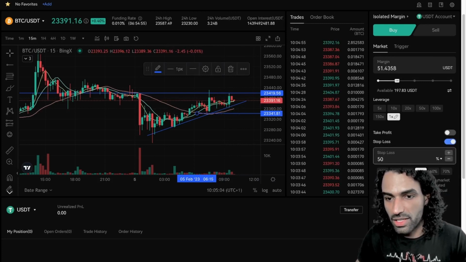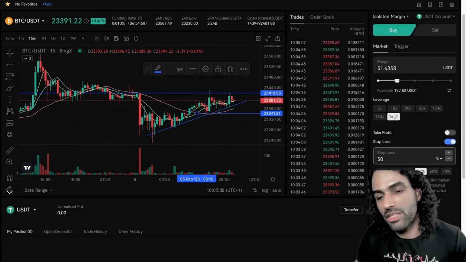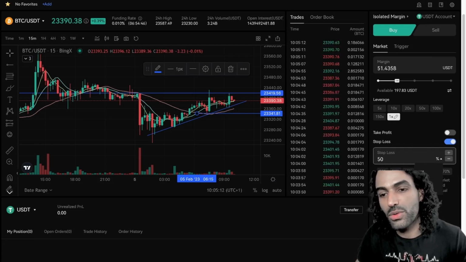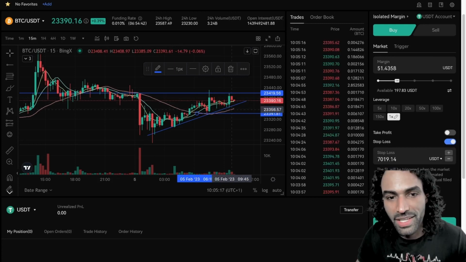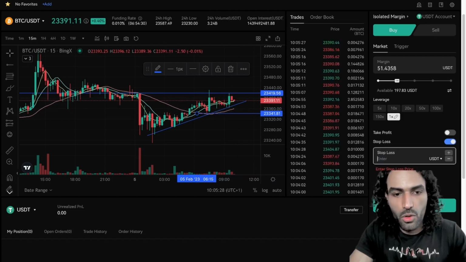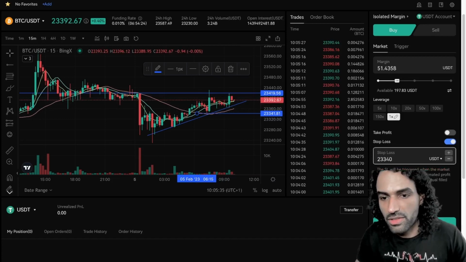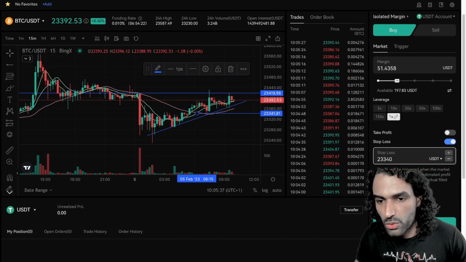For stop loss, you can make it a percentage, how much you're willing to lose, 20%, 10%, 5%, or use USDT. The way you use USDT is better because you can put the exact price. For this trade, we could put the stop loss for Bitcoin around 23,340. Okay, this is the stop loss. You see here, we're willing to lose almost 0.25%.